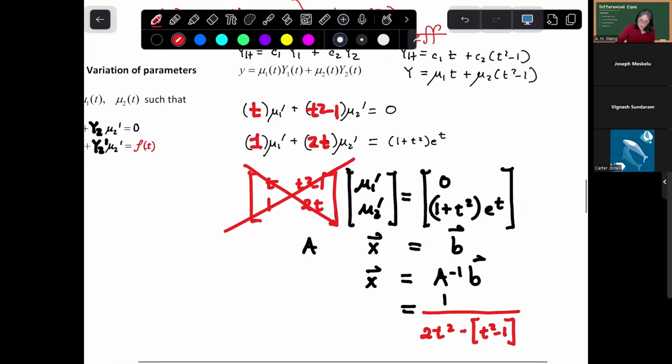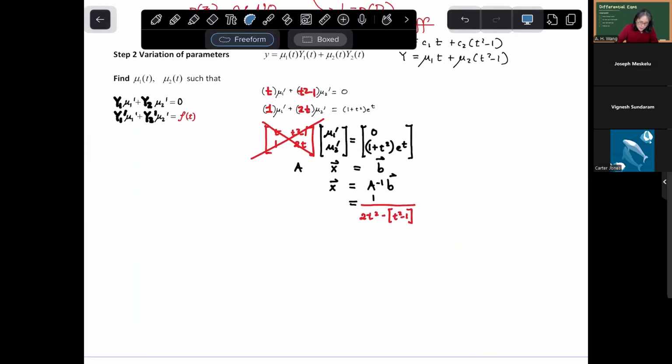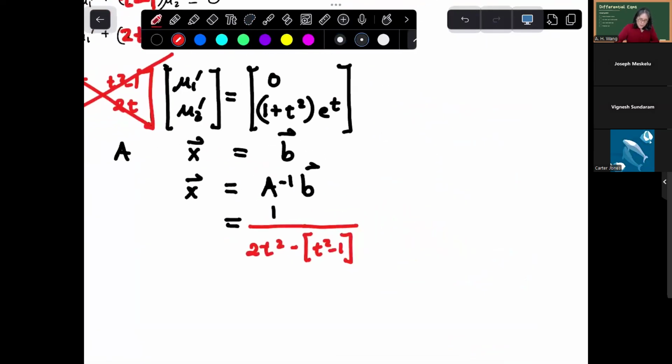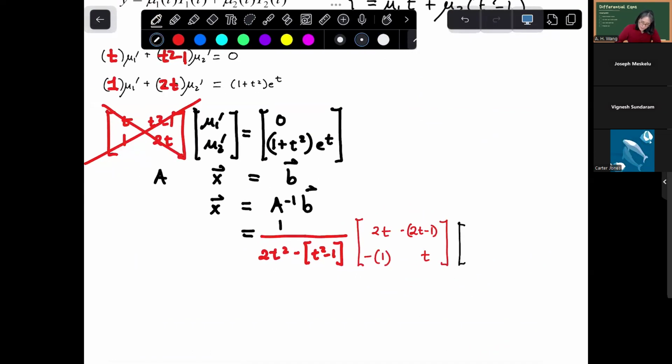And then what you do is, let's go ahead. I'm going to make this a little bit smaller. There we go. Now we have more room, space. So now what we're going to do is we're going to take this, flip the main diagonal, copy down t squared minus 1 and a 1, but these guys all have a negative. And then you say 0, 1 plus t squared e to the t.